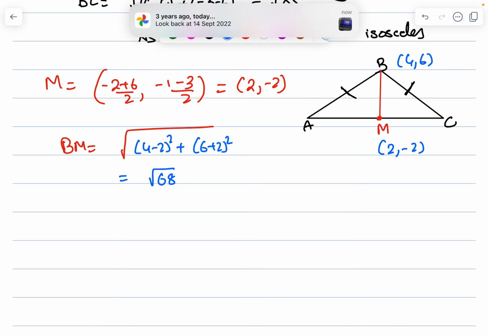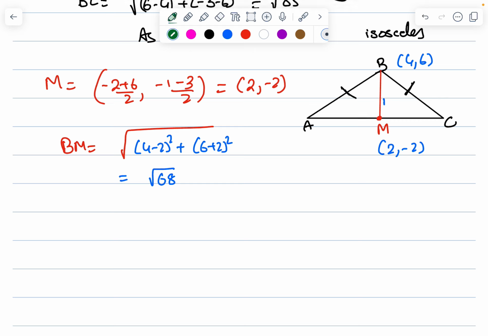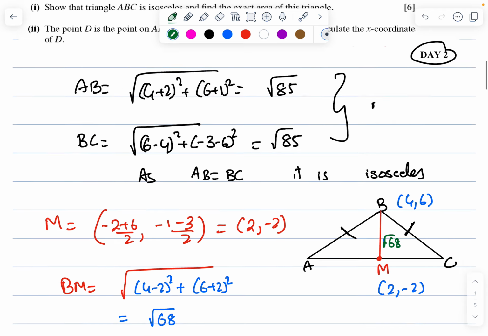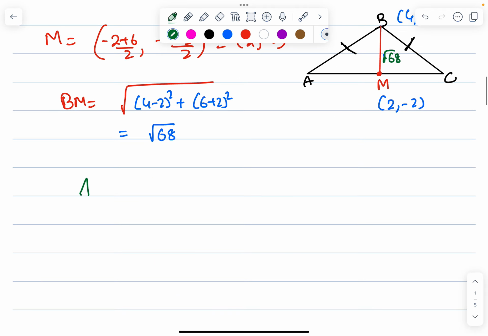Now once I got that value, BM is square root of 68. Now I want to know the area of the triangle. Area of the triangle is going to be half times base times height. So what is the base? Base is AC. So I need to calculate the value of AC also.